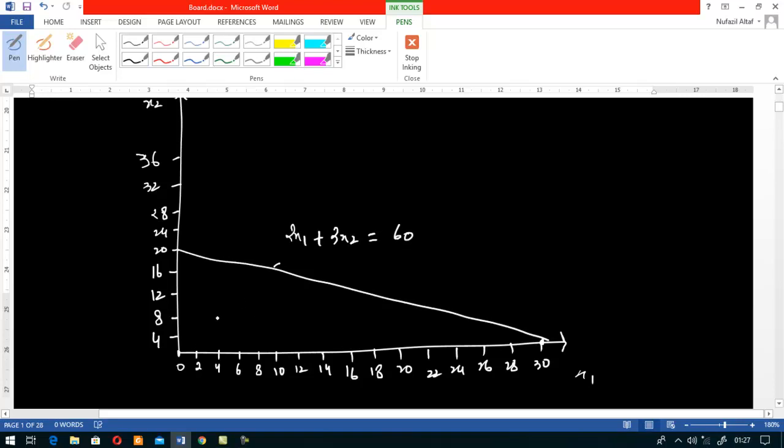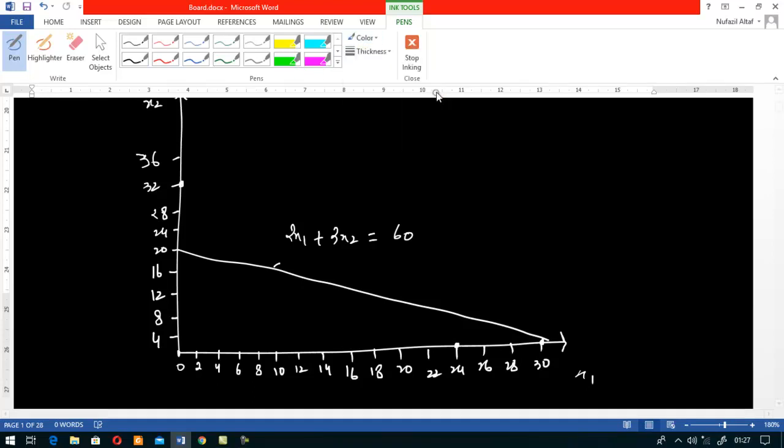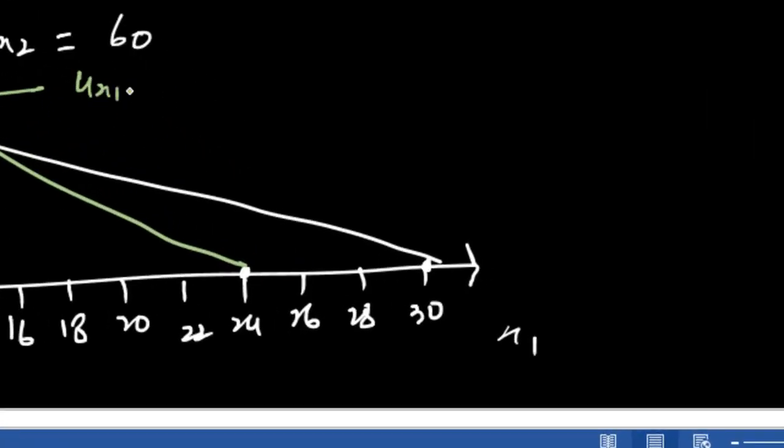Now second equation, when x1 is 0, x2 is equal to 32. So the point is over here. Now when x2 is equal to 0, x1 is 24. Now this point over here. Okay, let me change the color for you, and now let us join these 2 points, 32 and 24. So this is my equation number 2, and equation number 2 is 4x1 plus 3x2 is equal to 96.